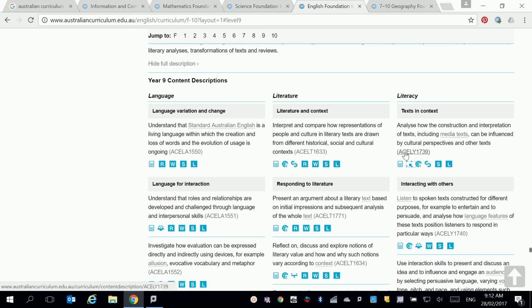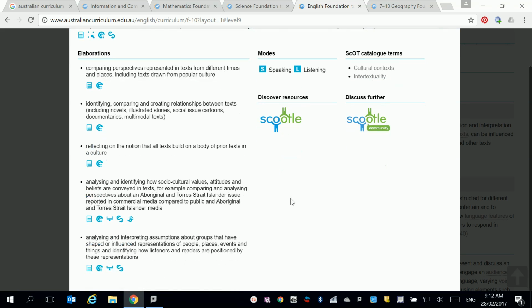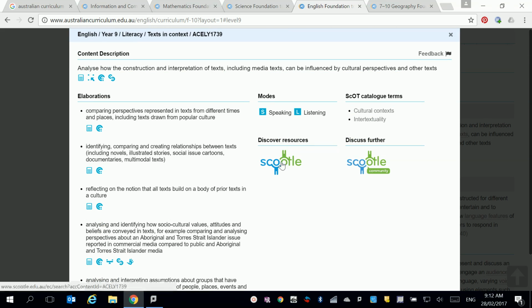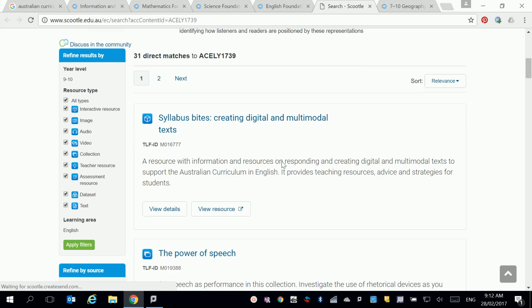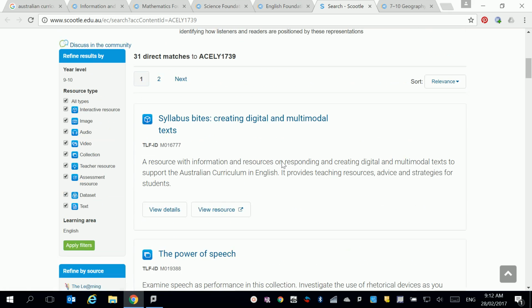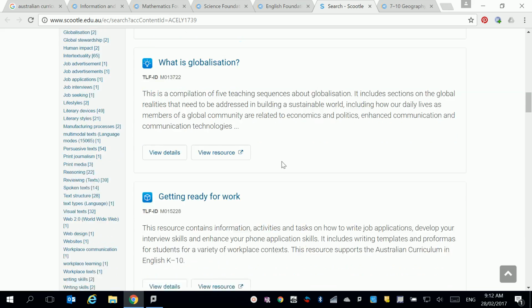The other thing you can do is, if you open up that and go into Scootle, you probably will find a resource that you can use here.